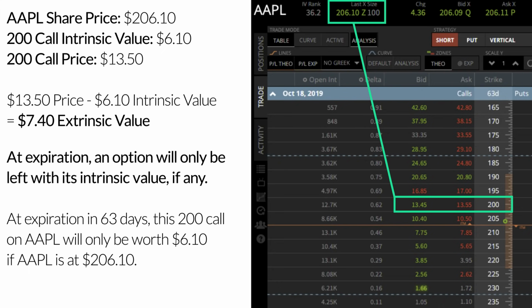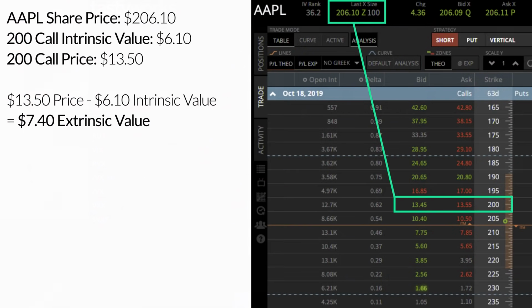As time passes and as an option approaches its expiration date, the option's extrinsic value will slowly wither away, leaving only the option's intrinsic value, if any, at expiration. That means that at expiration in 63 days, if Apple is still at $206.10, the 200 call option will only be worth $6.10, because with the stock price at $206.10 and the strike price being $200, the 200 call option only has $6.10 of intrinsic value.